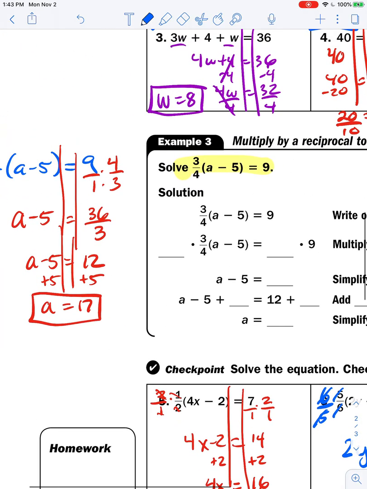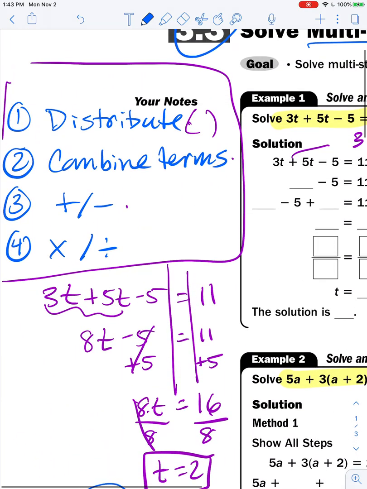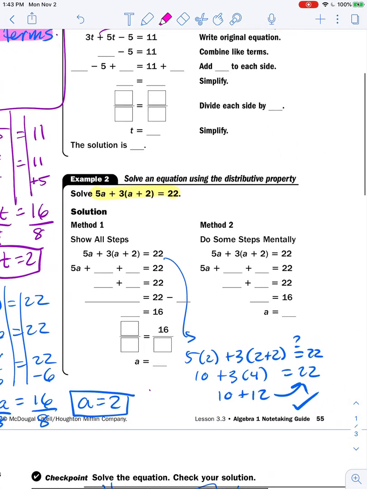So with those, if the fraction shows up in front, then you want to get rid of it using the reciprocal. But otherwise, if you have whole numbers, you're just going to follow this whole process of looking for distributing, combining, adding, subtracting, multiplying, and dividing.